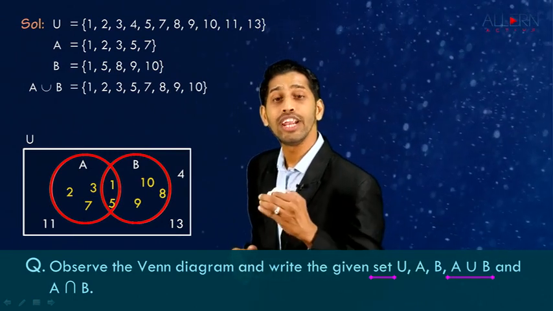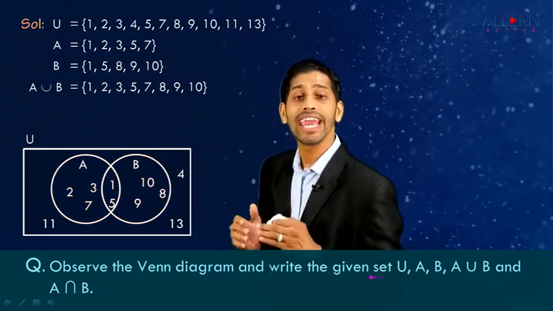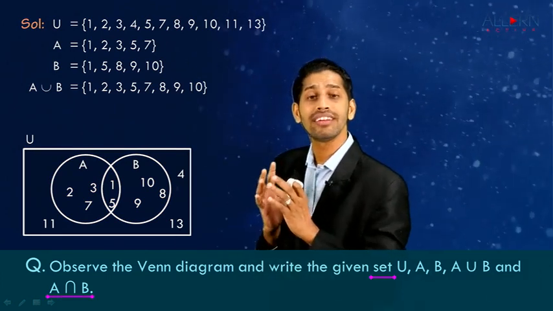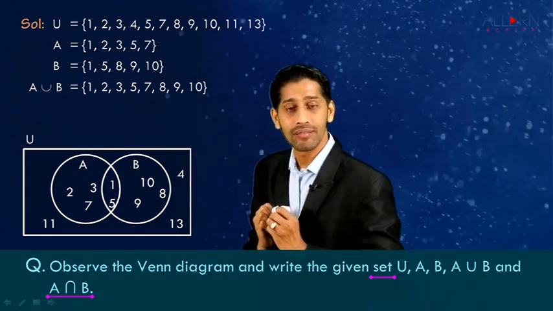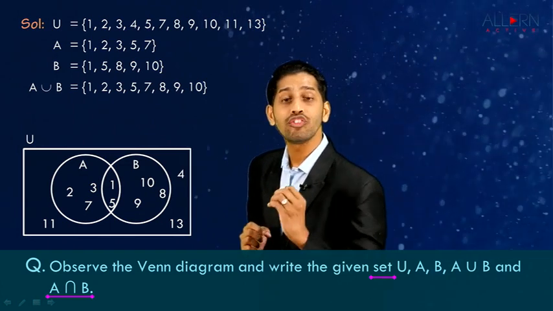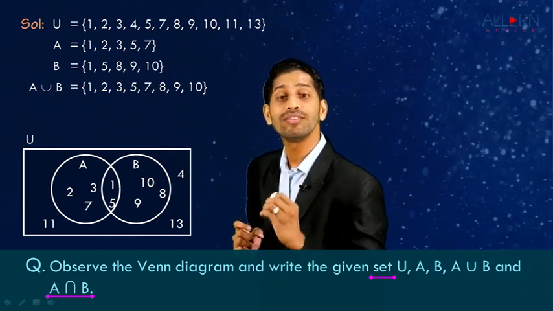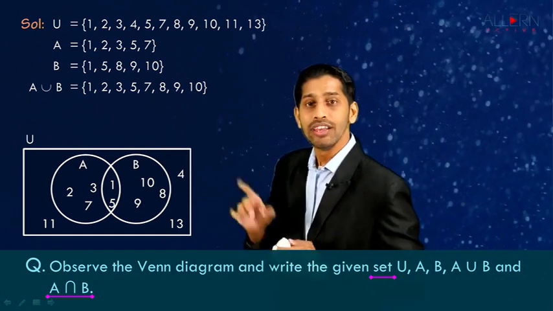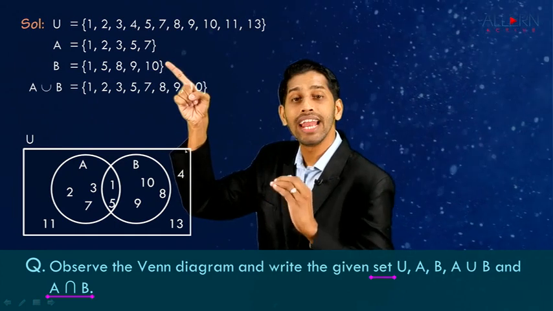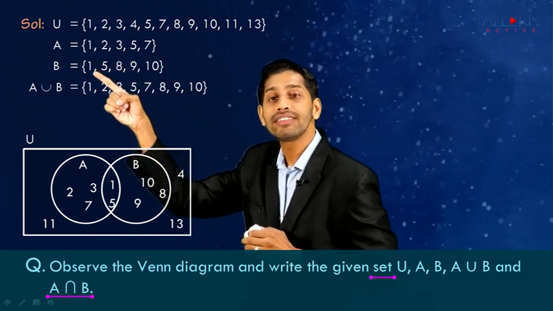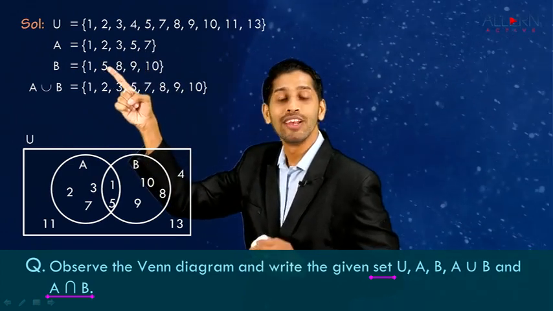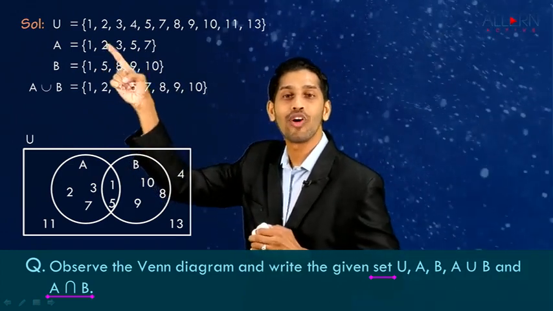Now next we need to write all the elements for set A intersection B. Now we know that intersection means we need to write only the common elements. Since we need to find A intersection B, that means we need to write the common elements of set A and set B. If you observe set A and set B, we can say that 1 is common in both sets as well as 5 is common in both sets. So A intersection B is 1, 5.